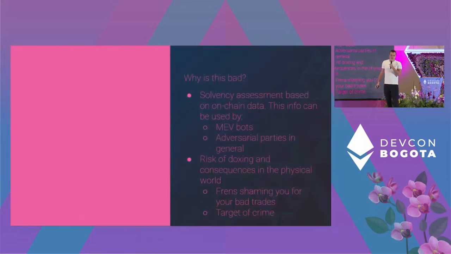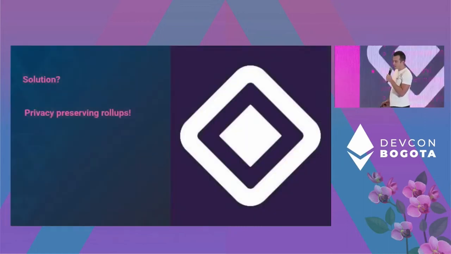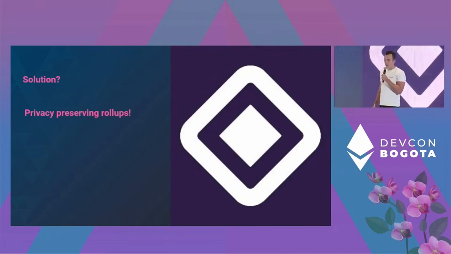You might be asking why this is bad, because plenty of times it's considered that transparency is a nice feature. But when we are talking about financial information, it can be bad because it allows basically anyone to assess the solvency of any entity on Ethereum. And this information can be used by adversarial parties like MEV bots. And then there is also, of course, a risk of doxing and consequences in the physical world. This can be as innocent as your friends shaming you for your bad trades, but it can also make you a target of crime. So the solution, at Aztec we think, is privacy-preserving rollups.